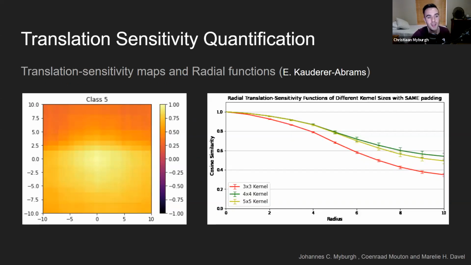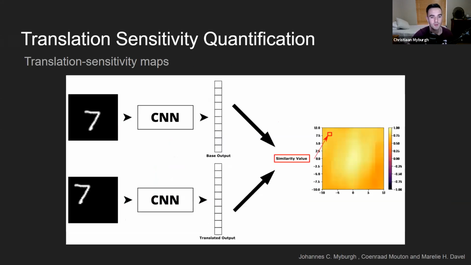To the left, we have translation sensitivity maps, and to the right, we have radial translation sensitivity functions. This was introduced by Coenraad Abrams, as I previously mentioned. So let's quickly go over how we generate these. To generate translation sensitivity maps, we take an untranslated sample and we pass it to our CNN, and then we take the output vector of the final layer as our base output vector.